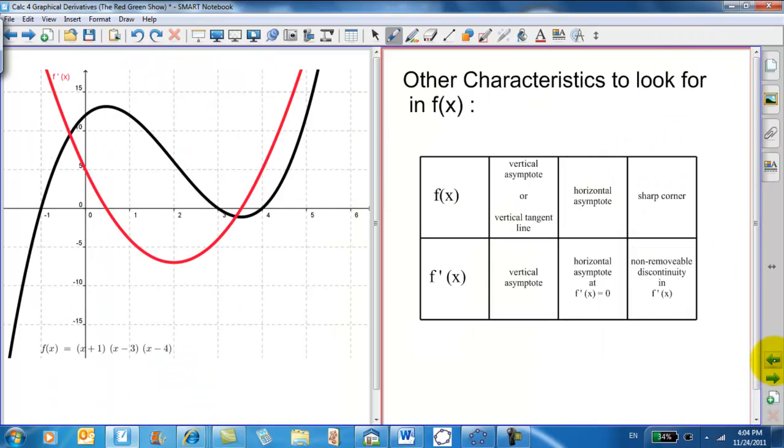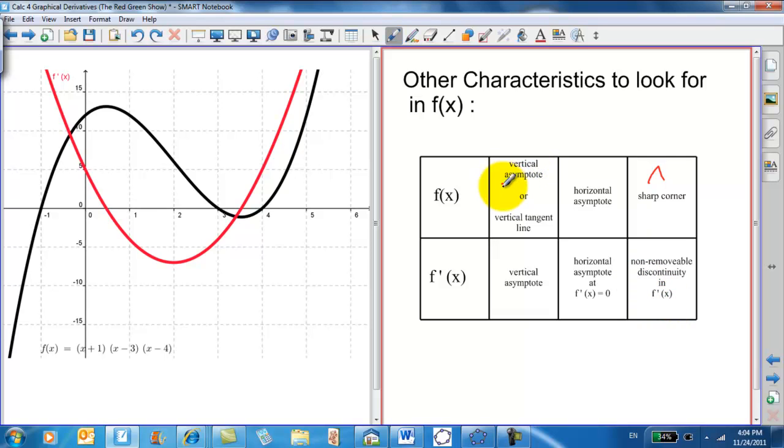All right. Now some other things to look for when you're doing a derivative. Vertical asymptotes or vertical tangent lines will lead to vertical asymptotes in the derivative. A horizontal asymptote means that the original function is getting closer and closer to being horizontal, and the slope of a horizontal line is 0. So you end up getting a horizontal asymptote at f prime of x equals 0. And a sharp corner, sometimes indicated like this, means that you have a change in slope. So you get a discontinuity in the derivative. The derivative is undefined right there.